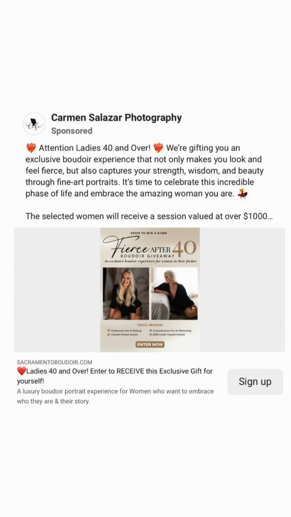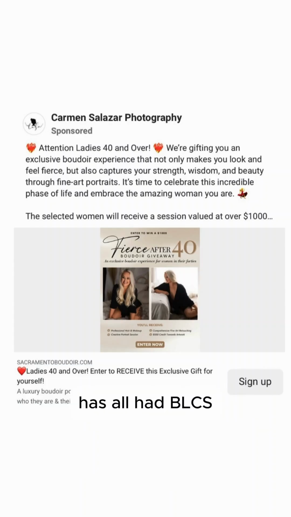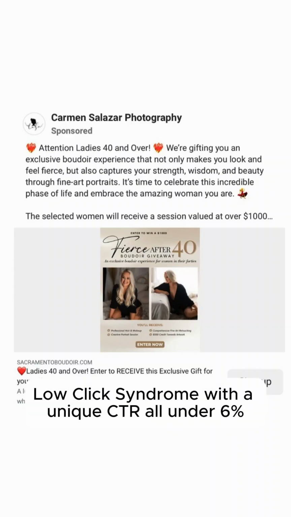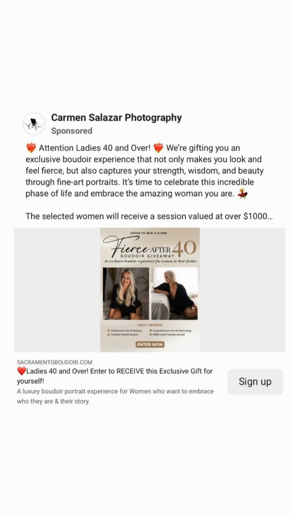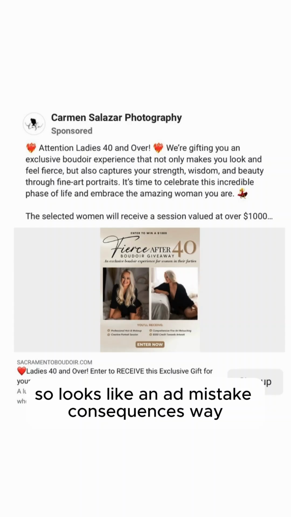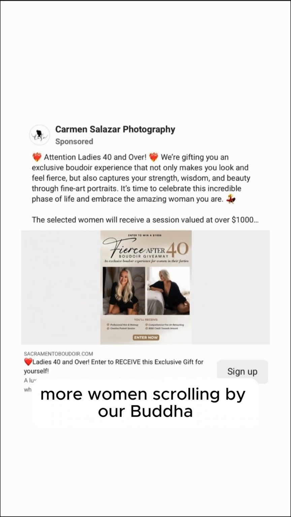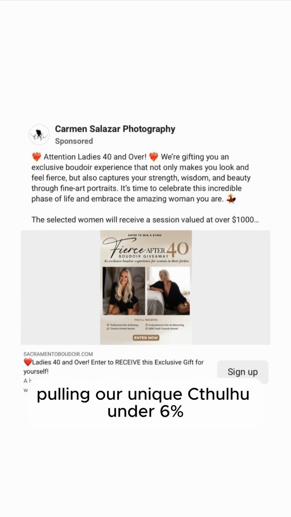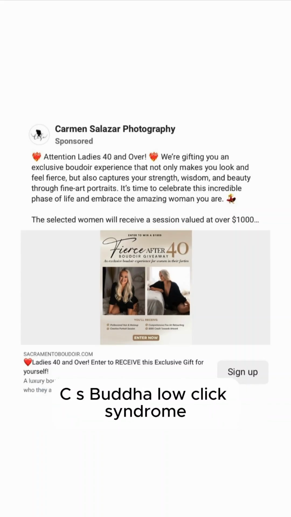Well, every boudoir Facebook ad I've seen on the back end has all had BLCS, boudoir low click syndrome, with a unique CTR all under 6%. And it's because everyone is making these same common mistakes. So, looks like an ad mistake. Consequences: way, way, way more women scrolling by our boudoir Facebook ads than necessary, pulling our unique CTR all under 6%, and actually increasing the probability we have BLCS, boudoir low click syndrome.